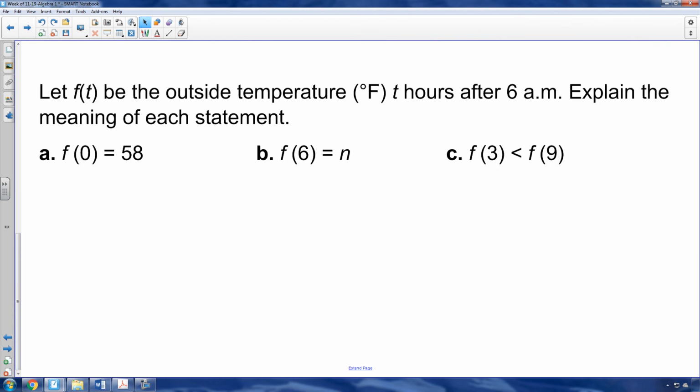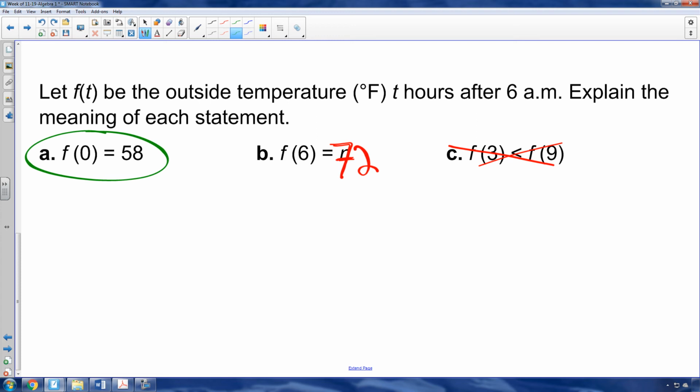Okay. Here we go. F of t is the outside temperature t hours after 6 a.m. Explain the meaning of each statement. So I want to kind of look at this just for a second, and at what's going on here, okay? So I'm going to change this number here to 72 just so you can have an idea of what I'm talking about, and I'm not going to worry about that right now, okay? So what the heck does this mean?